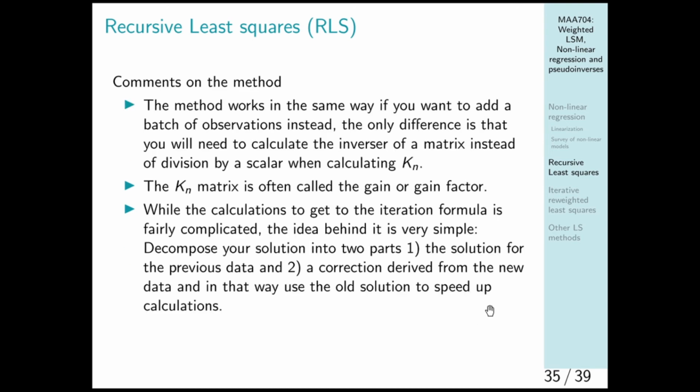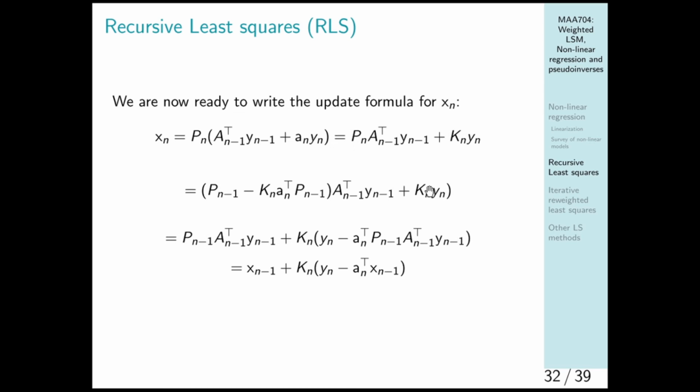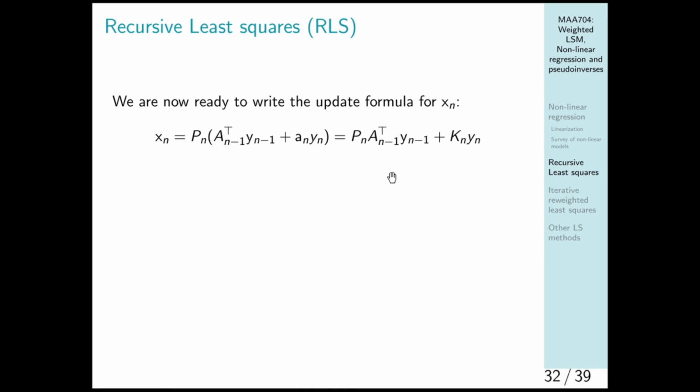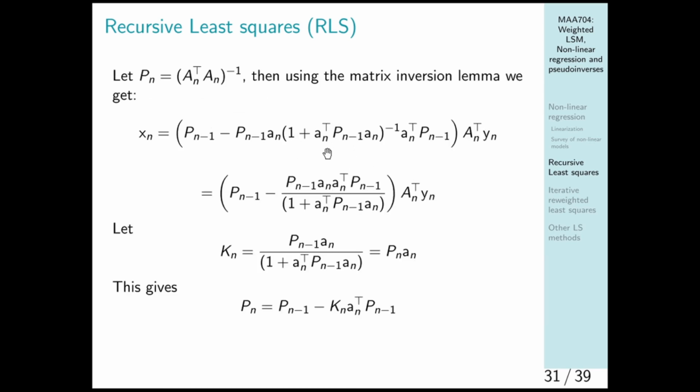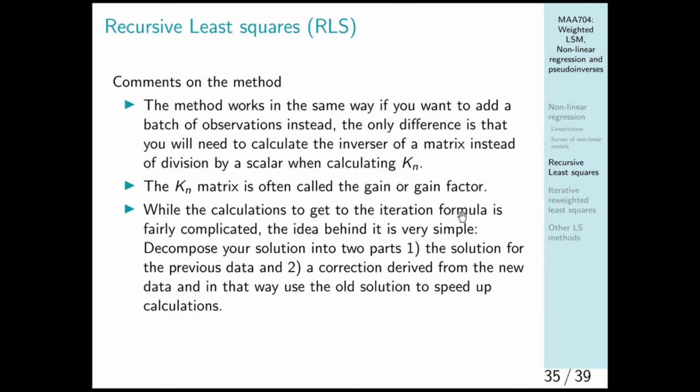Now, if you want to add a bunch of observations instead, we can't set this to divide because this is not a scalar anymore. If we go to the definition again, this thing here, if we are adding more than one observation, then this is a 2 times 2 matrix. So instead of dividing, we have to calculate this matrix and invert it, but the model works in the exact same way.